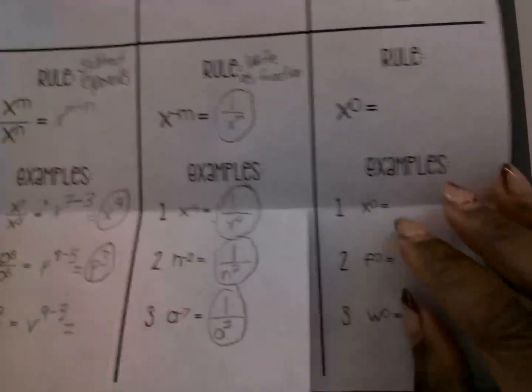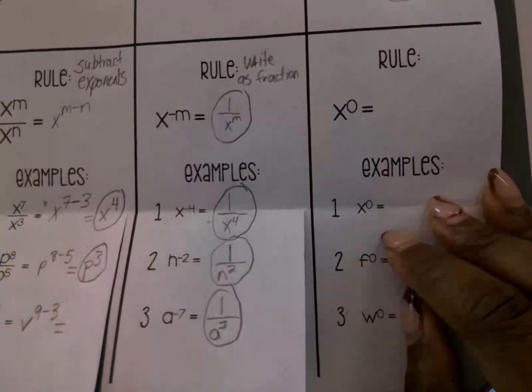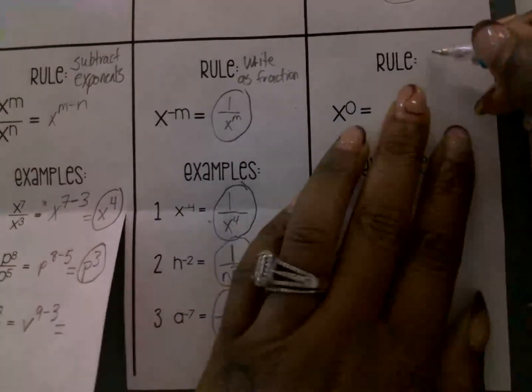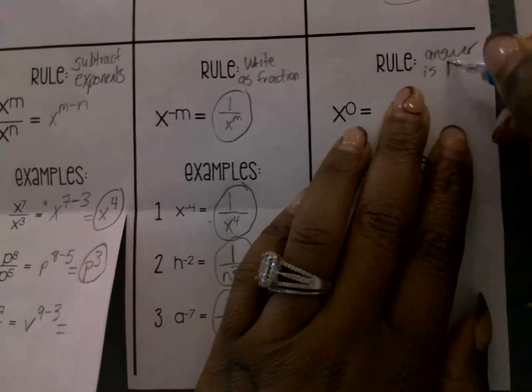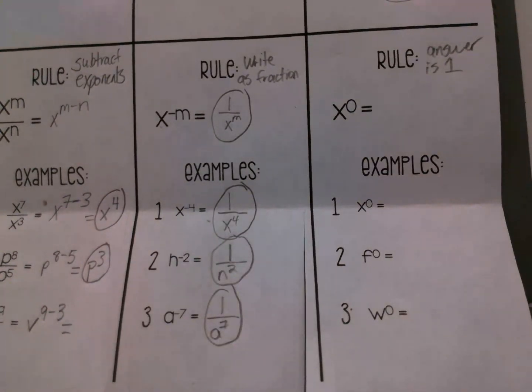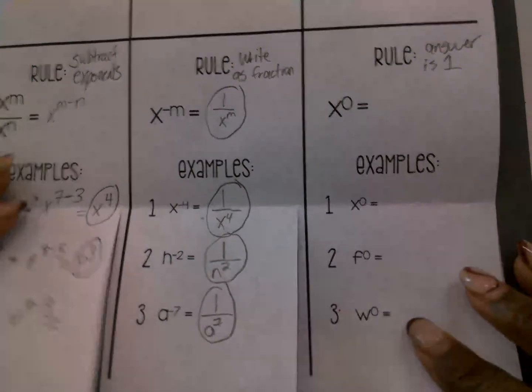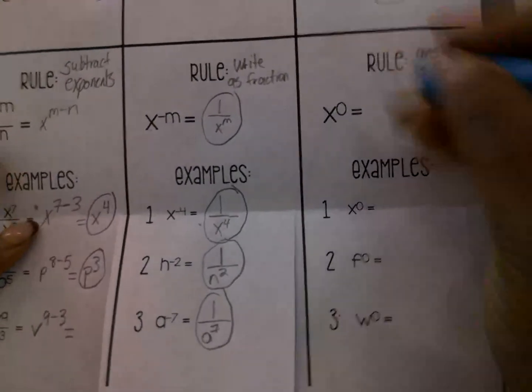0 exponent is saying not to multiply that number at all. So here, your answer is going to be just 1. You're not multiplying it at all. The answer is just 1. So any number raised to the 0 power is just 1.